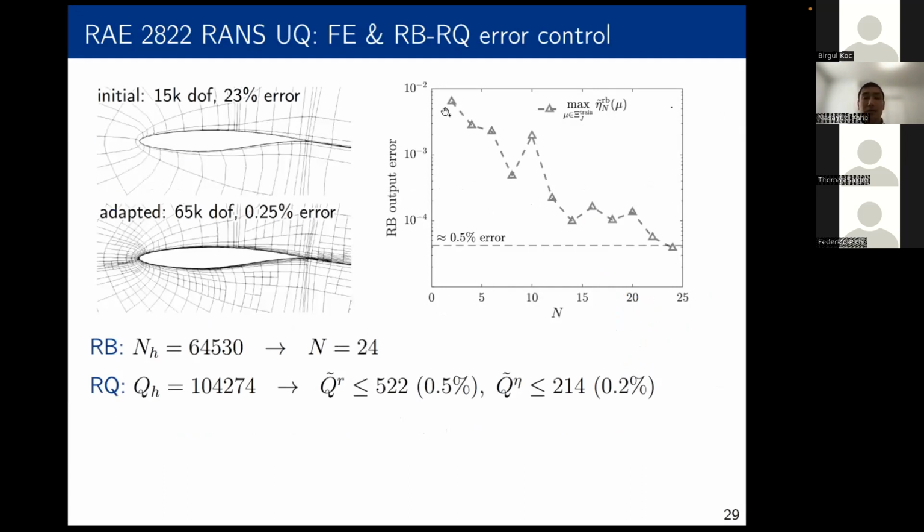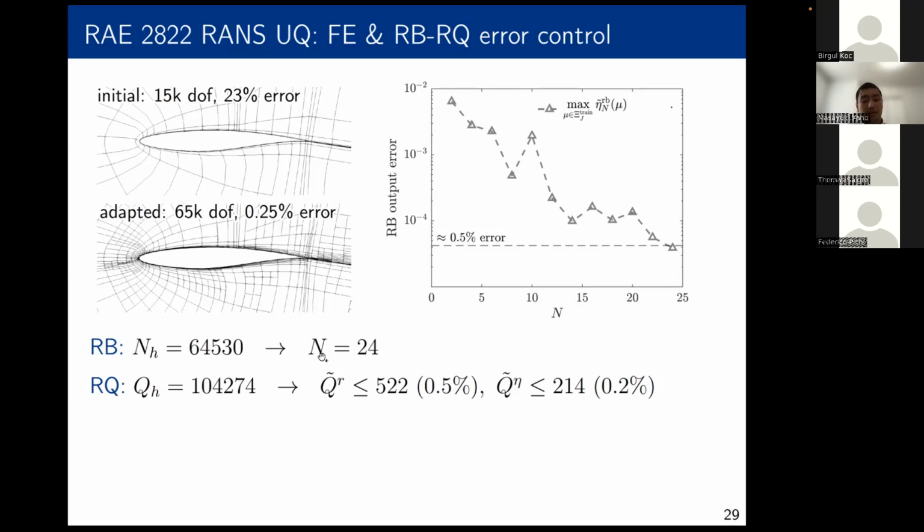So we again use a greedy algorithm. This time it terminates after 12 iterations. We're actually collecting 2 snapshots per greedy iteration in this case. And then we basically terminate after 12 iterations. Our mesh again gets refined. The initial mesh is a very coarse mesh, had about 23% error. The final mesh has less than 0.25% error.